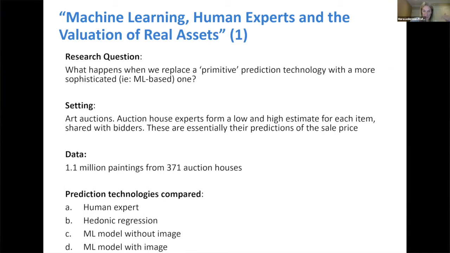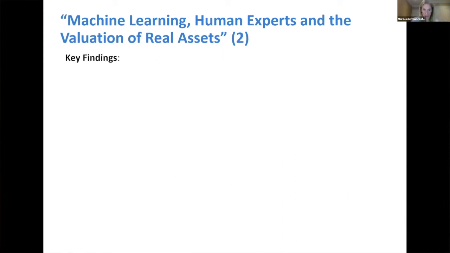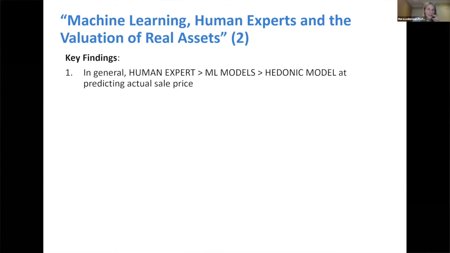Then they take the data and run a hedonic regression for the price. Then they use a machine learning model without an image of the piece of art. And then they use a machine learning model with an image. So what do they find? They find in general, the human is better than the machine learning model, which outperforms the hedonic model at predicting the actual sale price. Now, that doesn't really mean the human is better because the bidders had the human's estimates. It's not surprising that the correlation between those two is the strongest.